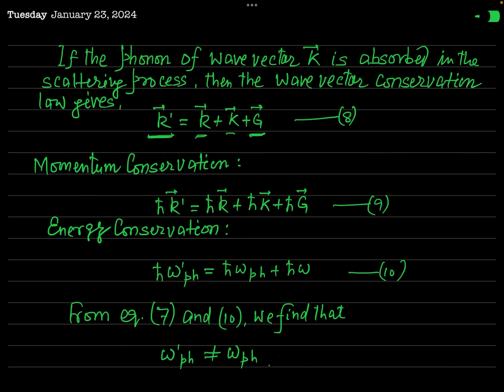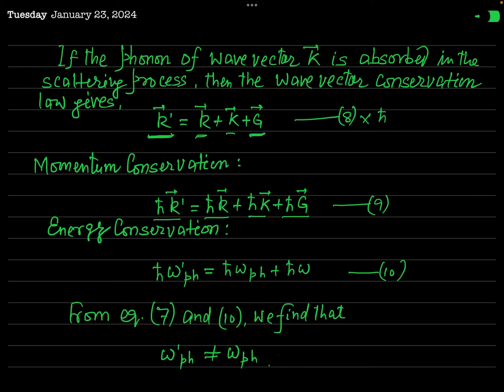Okay, now you can also find the momentum conservation equation, and that can be easily obtained simply by multiplying equation 8 by h bar. So the momentum conservation yields like this: h bar kappa dashed is equal to h bar kappa plus h bar k plus h bar g. Okay, this is the momentum conservation equation.